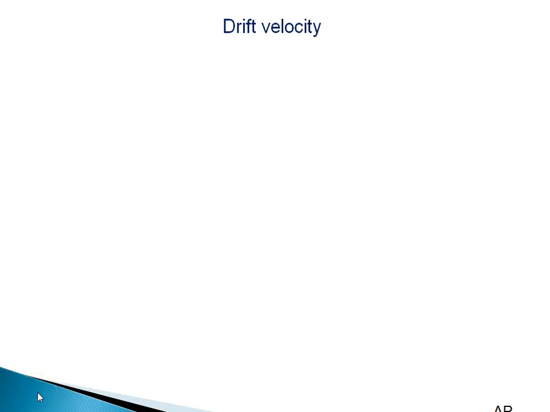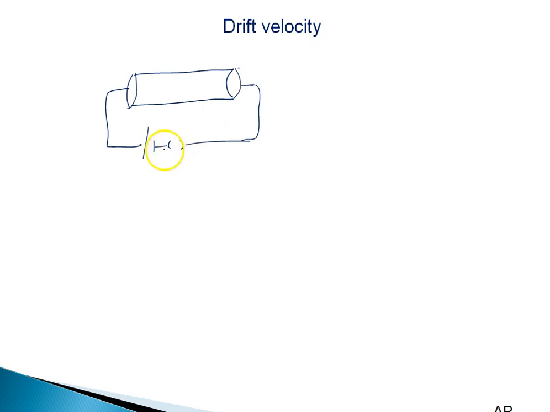So regarding drift velocity, firstly I will discuss the concept. Suppose this is a conductor, any cylindrical conductor, and it is connected to supply. As we have discussed, when this key is open, electrons are moving randomly in different directions, and we have discussed that this speed is known as the thermal speed.